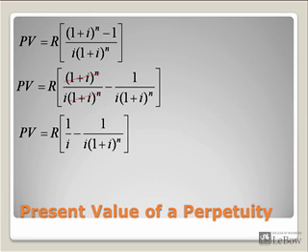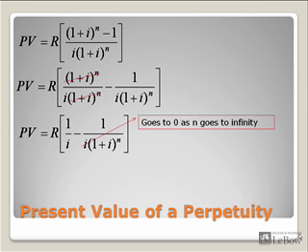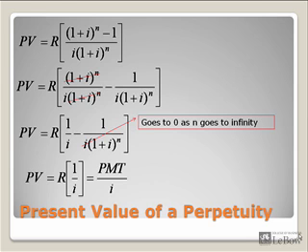Now remember, what we're doing here is we're trying to think of the situation where n goes to infinity. So we're actually going to do some calculus and think about taking a limit of this particular function as n goes to infinity. What we would see is that as n goes to infinity, the term in the denominator would get larger and larger. The whole term, that is 1 divided by i times 1 plus i to the n, would go to 0 as n goes to infinity. So what we're left with then is that the present value of a perpetuity can be reduced to the formula we have written here. That is, the present value is equal to R times 1 over i.